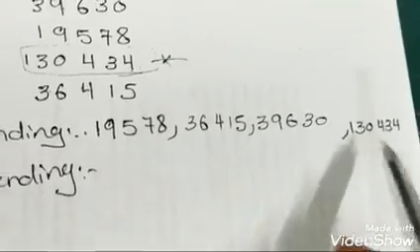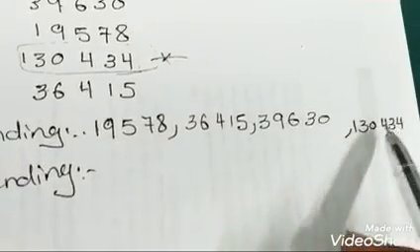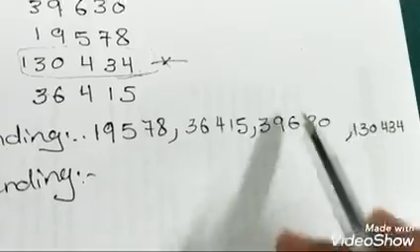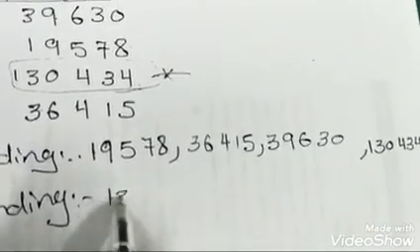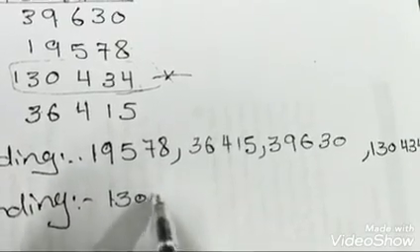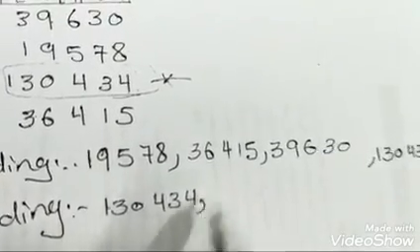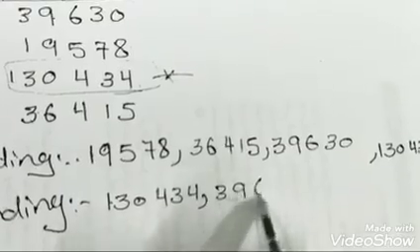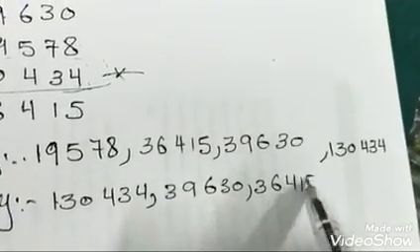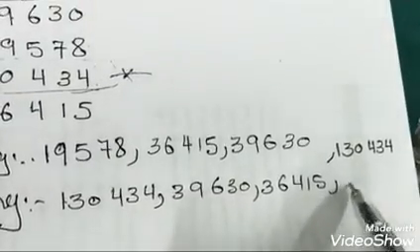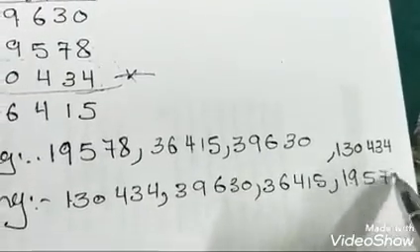If we have descending order, I will make a reverse ordering. First comes 130,434, then 39,630, then 36,450, then the smallest one, 19,578.